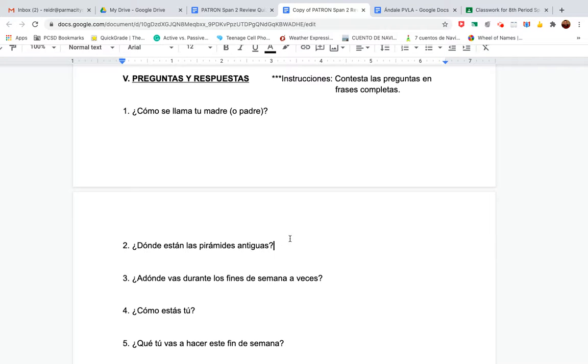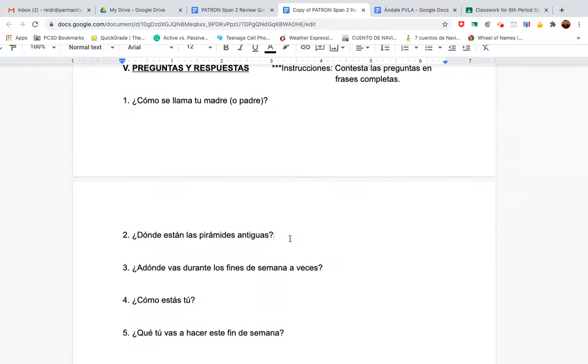Okay, so these are things that we've studied before. This is not just random questions. Here's the form of estar, here's están. We studied that recently. We did se llama. We've done the word vas. Here's vas again. So like I said, these are not just random questions. This is stuff that we've been studying.